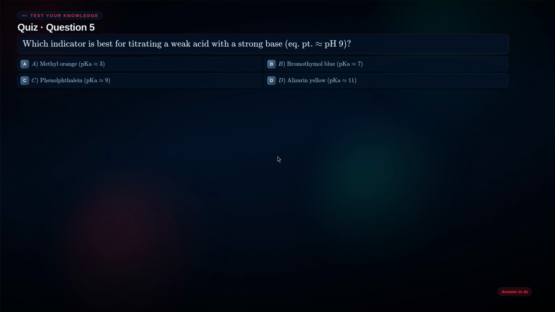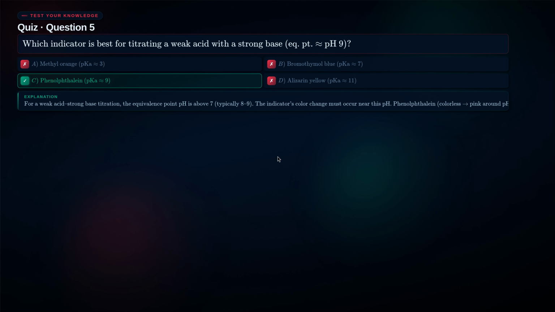Methyl orange, pKa 3, changes at pH 3 to 4, too low. Bromothymol blue, pKa 7, changes at pH 6 to 7, too low. Phenolphthalein, pKa 9, changes at pH 8 to 10, perfect. Alizarin yellow, pKa 11, changes at pH 10 to 12, too high. The correct answer is C, phenolphthalein.